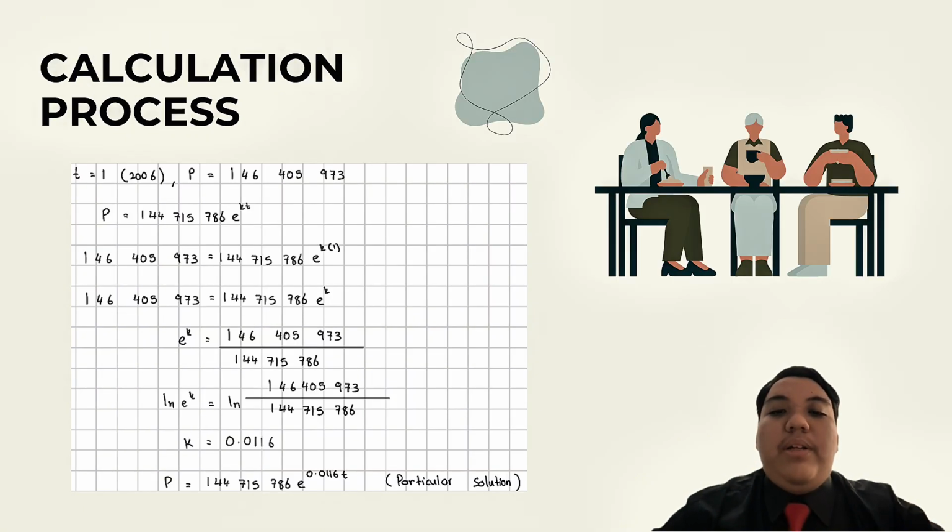After that, we determine the value of k, which is the growth rate. We use another data point, which is t = 1, referring to the year 2006, where the population is 146,405,973. We will substitute this data into the general equation and we will get k, which is 0.0116. After that, we substitute this k value back into the general equation and we will get the particular solution.